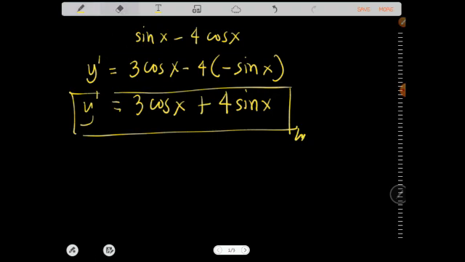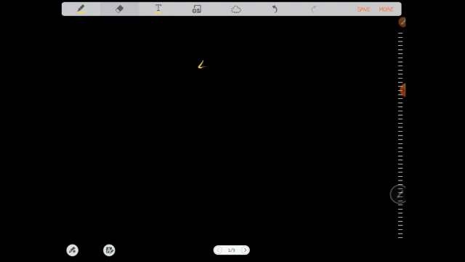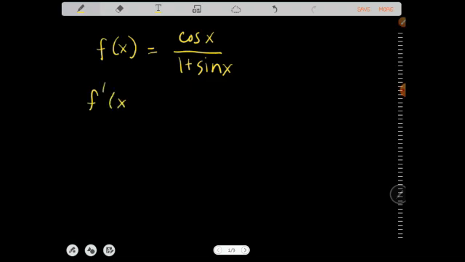Next, so how about this one? f of x is equals to cosine x over 1 plus sine of x. Here we go again, this is the quotient rule, di ba? So, our derivative of that, f prime x, is equals to our v. The denominator is v. Say, for instance, u over v. Okay? So, v du.